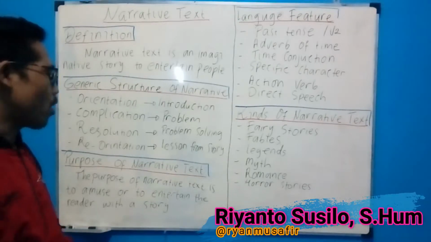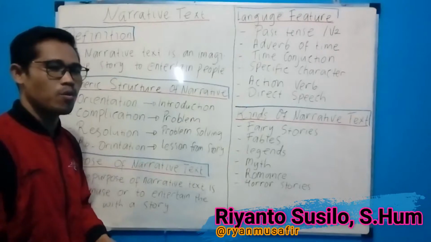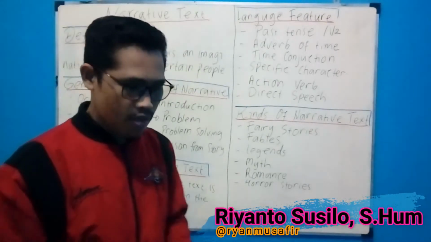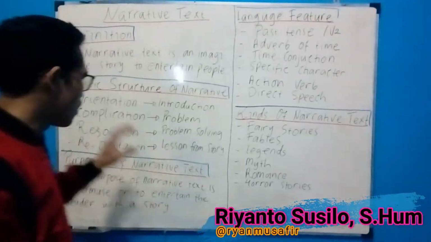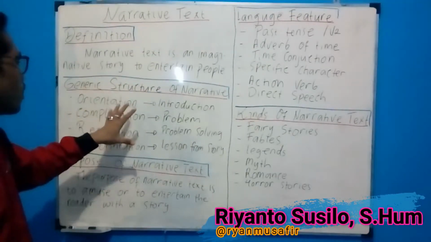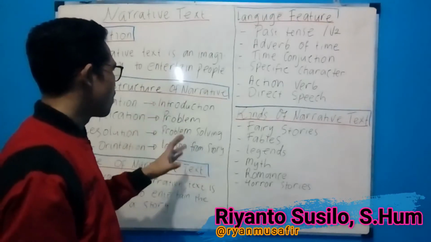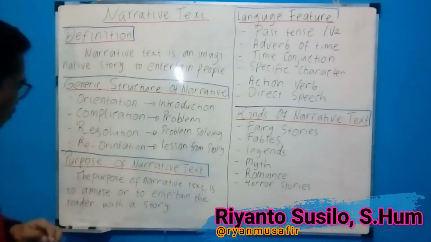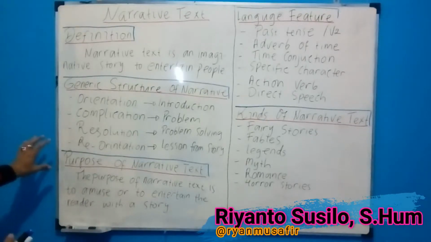Reorientation is talking about the lesson, what lesson we get from the story. Jadi pelajaran apa yang bisa kita dapatkan dari cerita ini. Nah, ini namanya generic structure of narrative text. And then the next is about the purpose of narrative text.